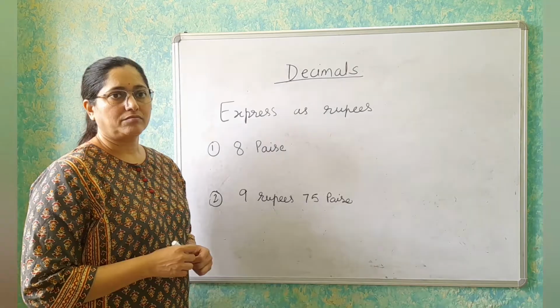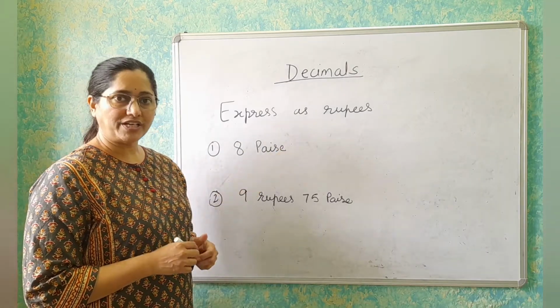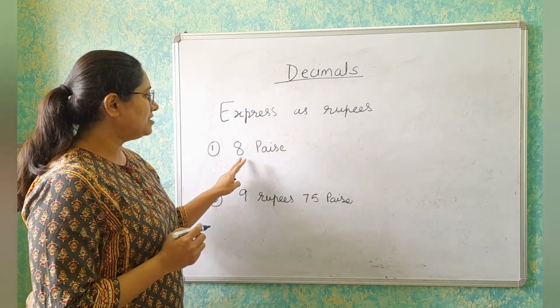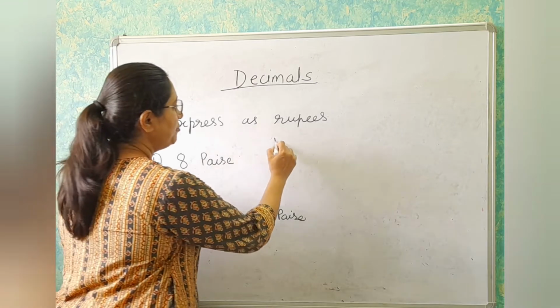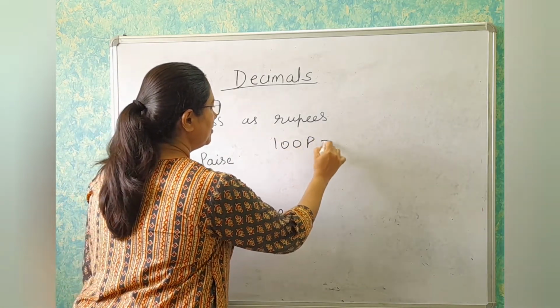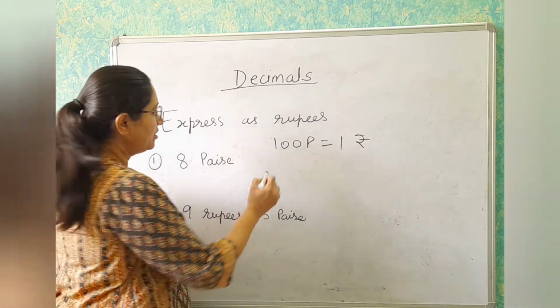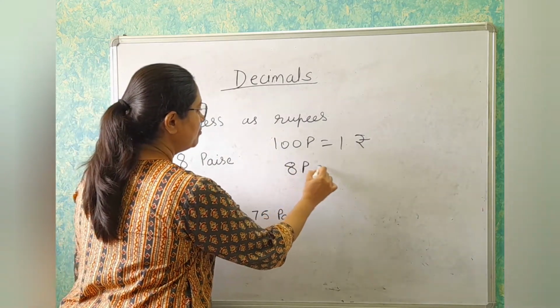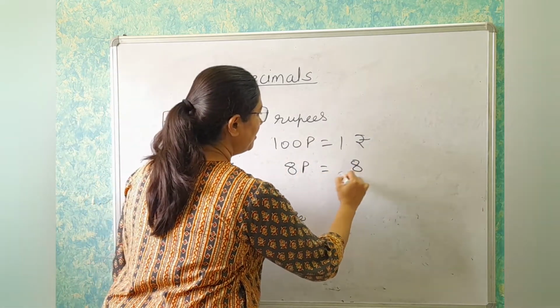Now we will learn how to express as rupees using decimals. First example is 8 paise. As you know that 100 paise is equal to 1 rupee. Now we have to find out what 8 paise will be equal to, we don't know. So we just have to divide 8 by 100.